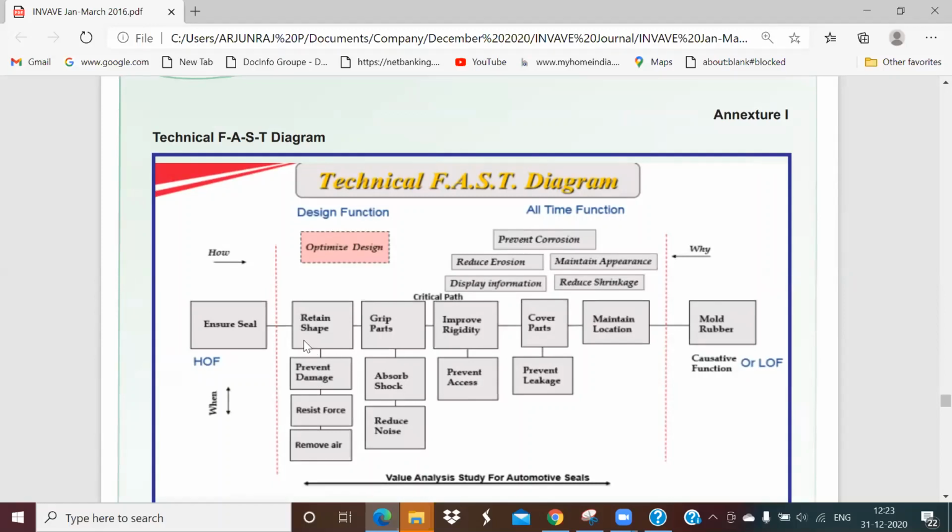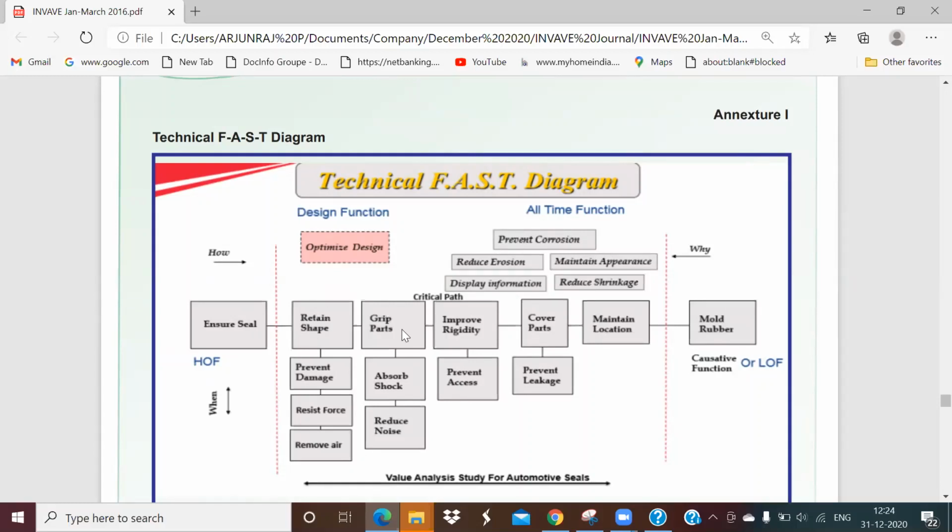Basically, what functions does it normally involve? Ensure shields, prevent damage. Normally, prevent leakage should be the basic function. There is a slight mismatch, but okay, you understand all the functions are put here. The basic function here is mentioned as retain shape for the seal. Why retain shape? To ensure seal. Why ensure seal? How to ensure it? By retaining shape. Okay, retain shape can be the basic function.